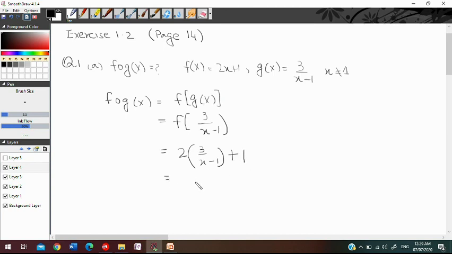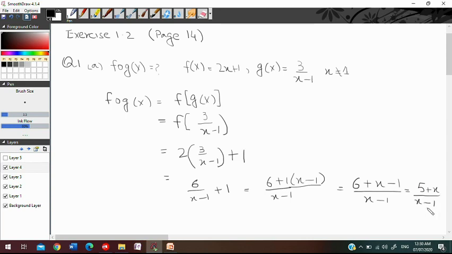Now we will simplify this part of the question very easily. 2 multiplied by 3 is 6 divided by x minus 1, plus 1. When we take an LCM, x minus 1, we get 6 plus 1 times x minus 1. By further simplification, we get 6 plus x minus 1 divided by x minus 1, and 5 plus x divided by x minus 1 is the answer.